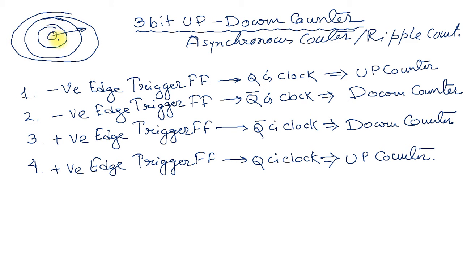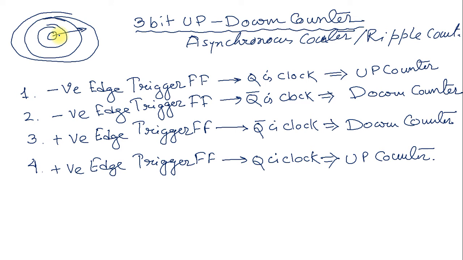Now imagine this in an asynchronous counter. We give the clock to the first flip-flop, and after that the output of the first flip-flop is given to the clock of the next flip-flop. So the clock is not provided individually to all flip-flops. The clock is provided to a single flip-flop, and that clock causes the whole chain of flip-flops to be clocked in sequence. That is the asynchronous type.